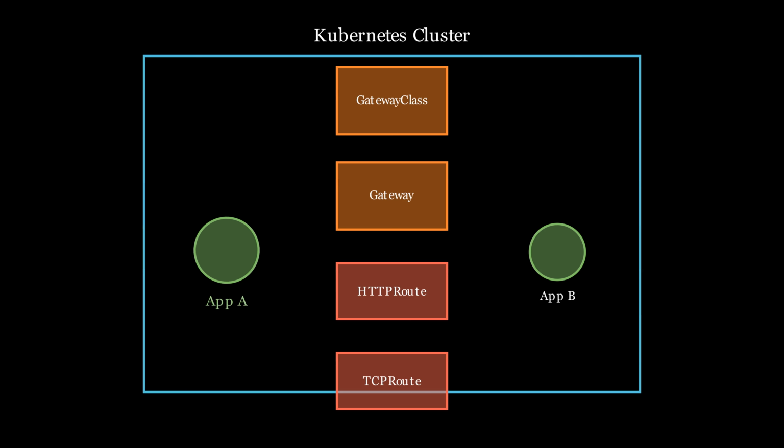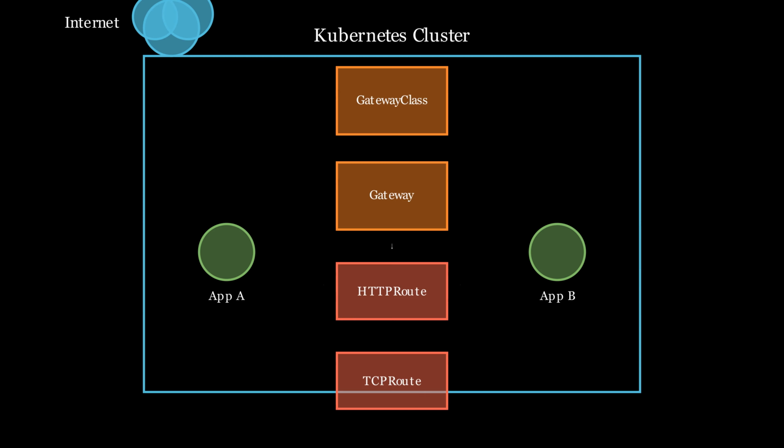At the bottom we have our applications, App A and App B, which receive traffic routed through the gateway and its associated routes. The gateway acts as the traffic entry point, directing requests to the appropriate services based on the routing rules defined in the various route resources.